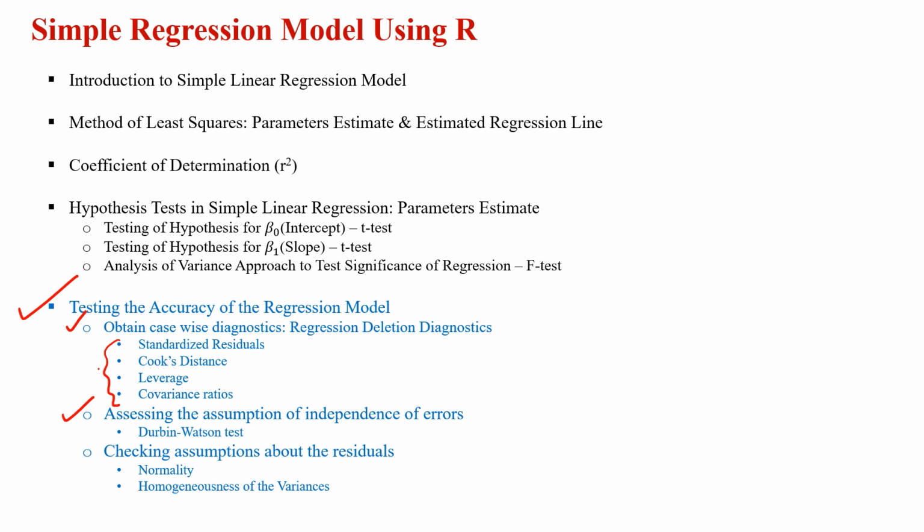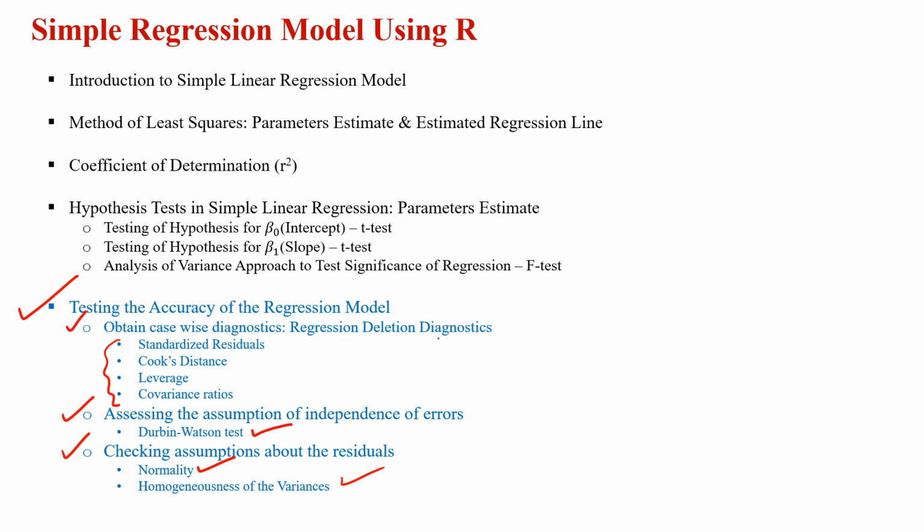Okay, so they are not depending on each other. So the assumption of independence of error we are going to test with the help of the Durbin-Watson test. And lastly, we have to check the assumption about the residuals, that the errors or the residuals must be normal and there must be homogeneity in the variance. Okay, so let's first talk about obtaining the case-wise diagnostics.